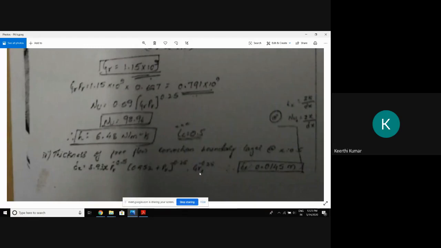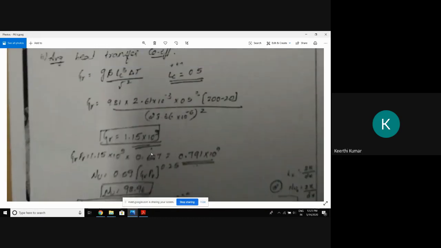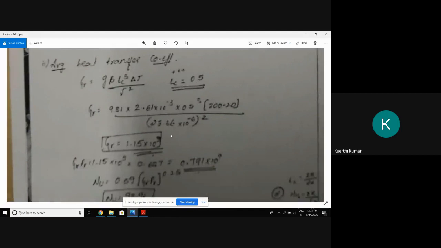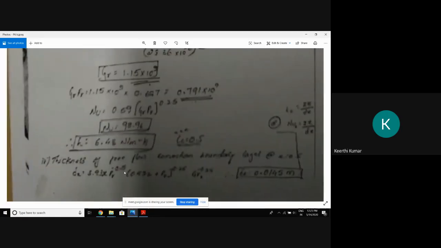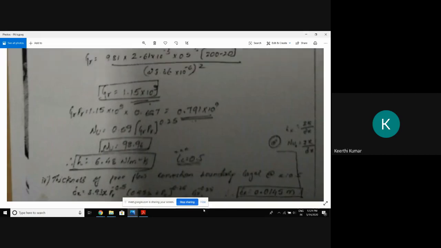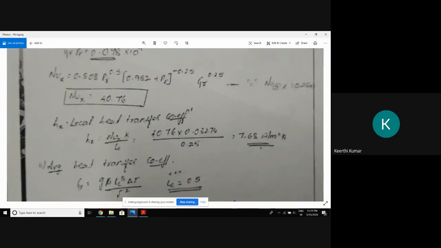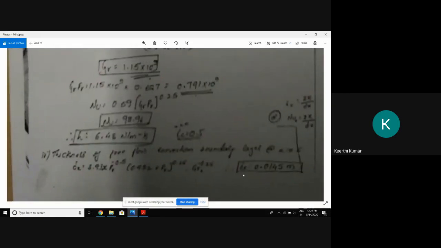But the very important thing here is, what is the value of GRx? What will you substitute here? We got GR here, and we got one more GR here. This GR is with respect to x, and this GR is with respect to L. He is asking thickness at x, so you substitute this GR at x. That means this GR, 0.144 into the power of 9. If I use that, I'll get the value of delta x as 0.0145 meters. Clear?